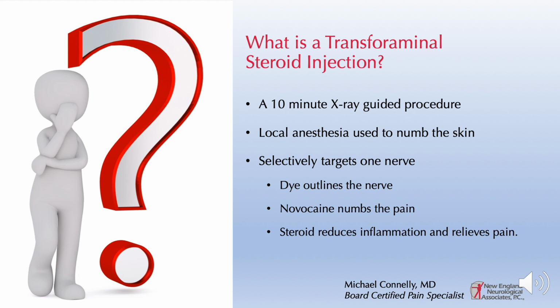Transforaminal steroid injection is a 10-minute procedure guided by X-ray. We place local anesthetic to numb the skin, and then we selectively target one nerve. We put some dye to outline the nerve, some Novocaine to numb the nerve, and then we place steroid medication.